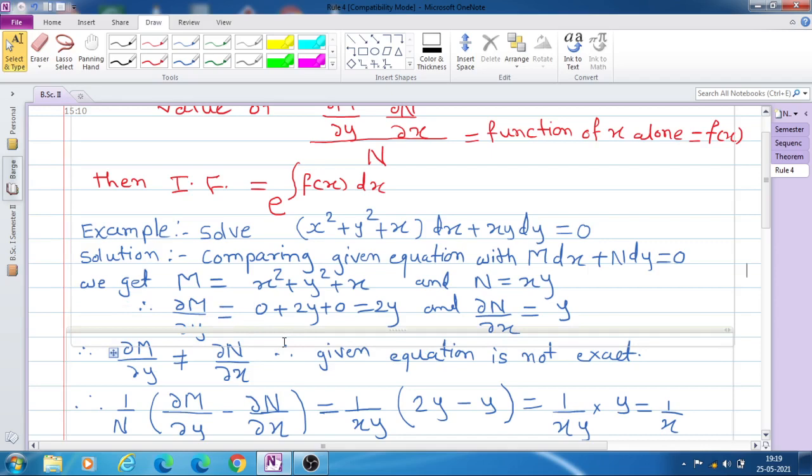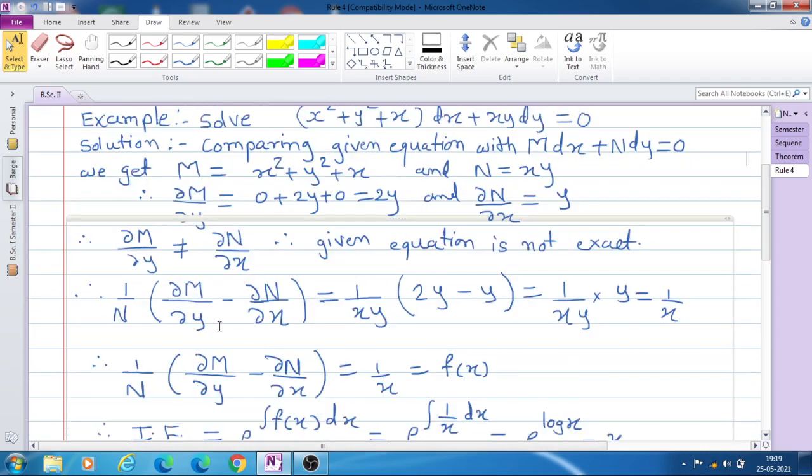Every time, initially we have to find M and N by comparing the given equation with M dx plus N dy. First find M and N, then find ∂M/∂y and ∂N/∂x. And if ∂M/∂y is not equal to ∂N/∂x, then the given equation is not an exact differential equation, and then we have to find integrating factor.